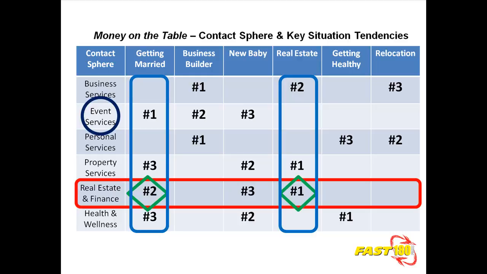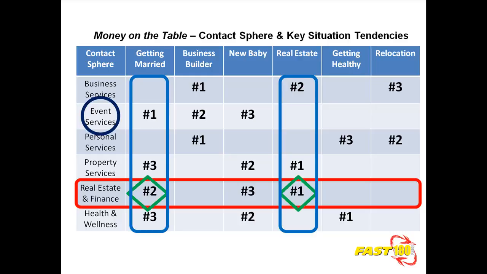The idea is that the real estate and finance contact sphere isn't necessarily going to be primarily going after people getting married, but they are going to help their event services networking partners show their products and services and how they can be relevant to people getting married. So without getting into any greater detail, what we're trying to show you here on this introductory webinar is that in the Power Team Certified program, we start getting into these relationships and showing you how to make your network visible based on your primary and secondary key situations.